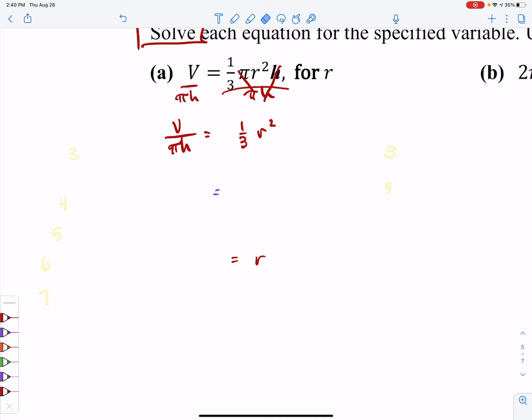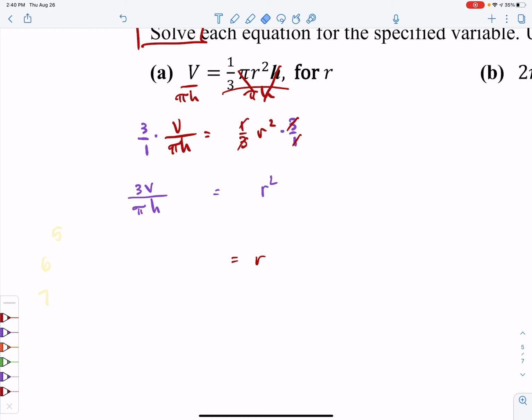So the next thing that we're going to want to do is we want to get rid of the 1/3. Well, we know that we can divide by 1/3, but remember that dividing by 1/3 is the same thing as multiplying by the reciprocal. It's the same thing as multiplying by 3. So what we'll do is we will multiply by a 3 on both sides, or technically a 3/1. And what we find is that our 3's and our 1's on the right side, they're going to cancel each other out. And over on the left side, we'll just go ahead and multiply those. And so we'll have a 3v divided by a pi h is equal to an r squared.